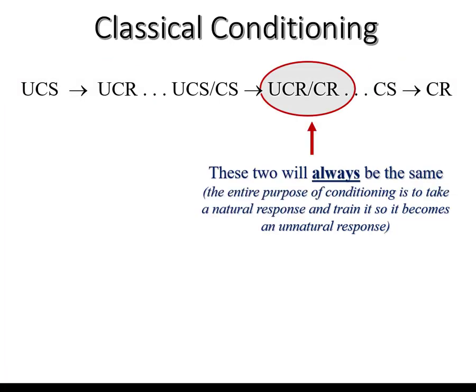Also, this is very important to remember, that these two are always going to be the same. They're always going to be the same. Because remember, the purpose of the formula is to take a natural response, train it so it becomes unnatural. So take an unconditioned response and condition it. So once you identify one of these, if you identify the UCR or the CR, go to here and fill both of them in. Because remember, they're always going to be the same.